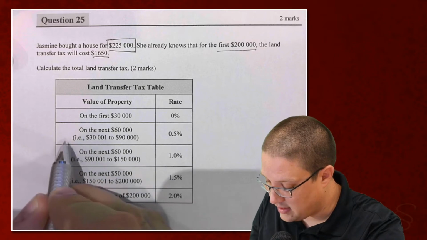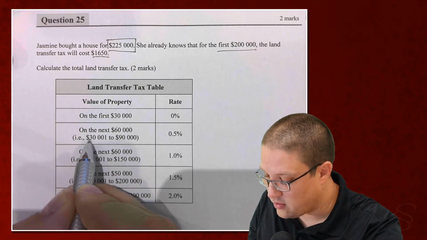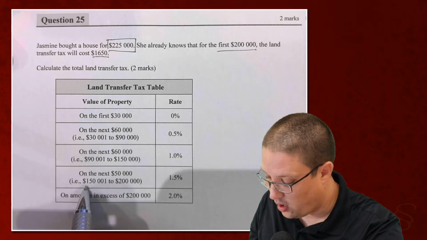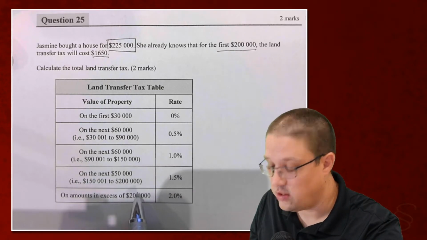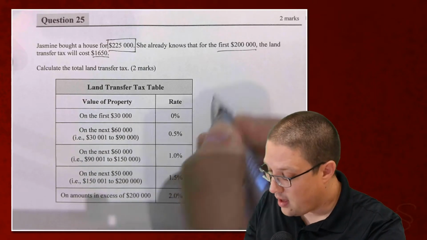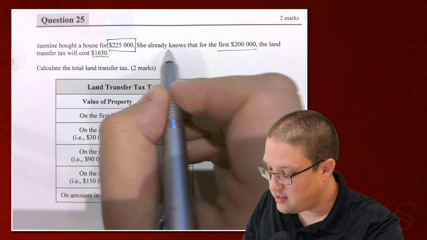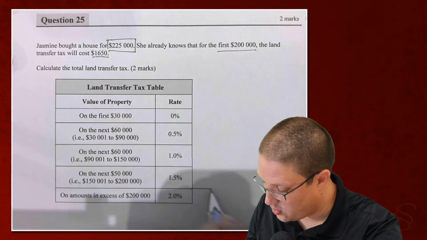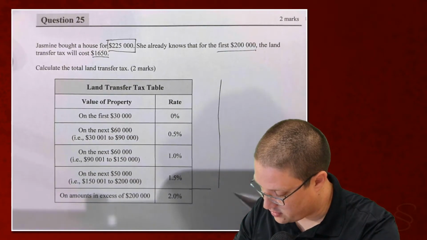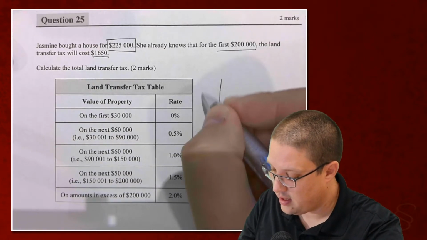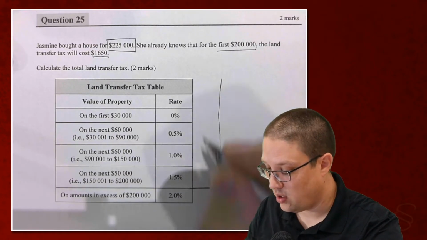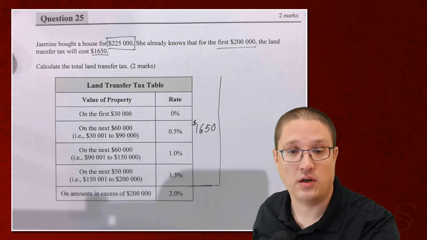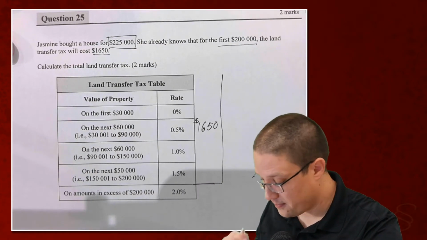Now, if you notice, it says from $30,001 to $90,000. From here, $150,001 to $200,000. This question says she already knows that for the first $200,000, so for this first chunk here, this is the first $200,000. It's $1,650. It gives us that.